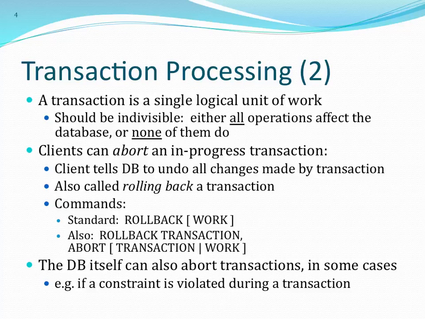We'll talk about why you would have that when we start talking about concurrency control. But you can imagine something where maybe a series of steps in the transaction violates a constraint in the database. So the database says, I'm sorry, this transaction needs to be aborted, or there can be other reasons as well.